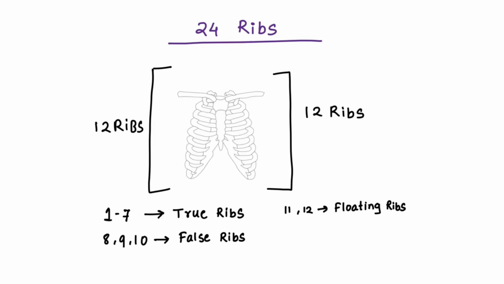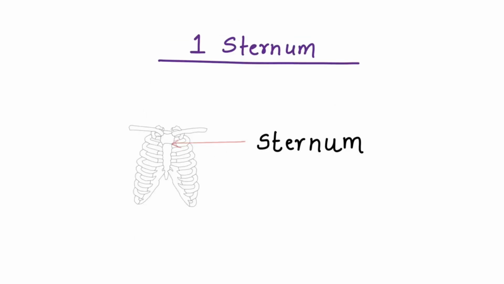There are 24 ribs, 12 pairs of ribs. Ribs 1 to 7 are called true ribs. Ribs number 8, 9, 10 are called false ribs, and 11 and 12 are called floating ribs. And 1 sternum. There is 1 sternum bone.